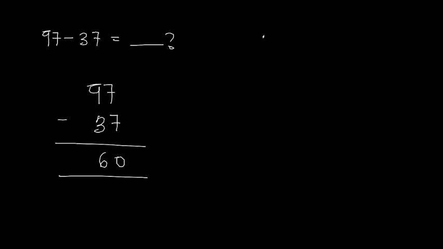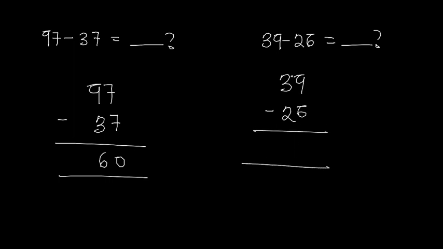Let's have a look at another example. We have 39 minus 26. So I write down my first number 39. I bring my subtraction sign, and I have my 26 over here. So as usual, I do the subtraction of the ones first. So 9 minus 6. If we subtract 6 from 9, we get 3. Now we move on to the tens. 3 minus 2, we get 1. So 39 minus 26 will give us 13.